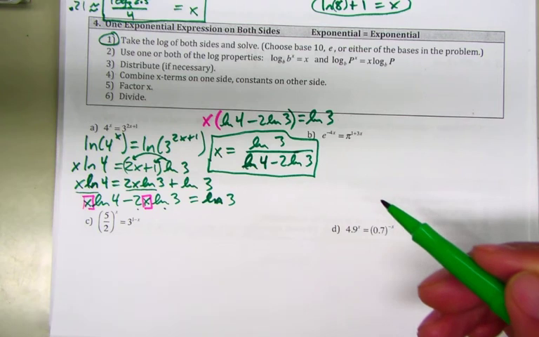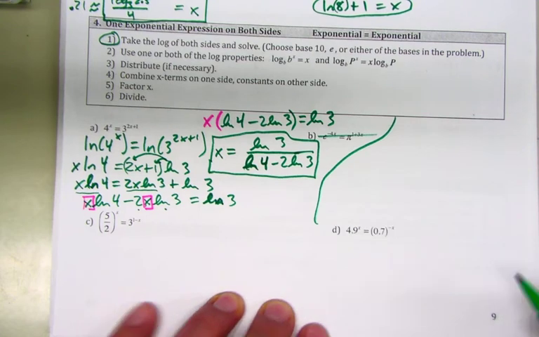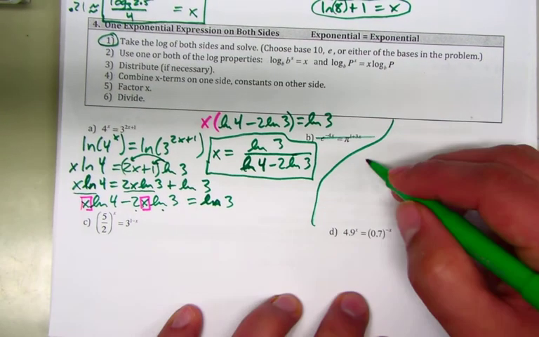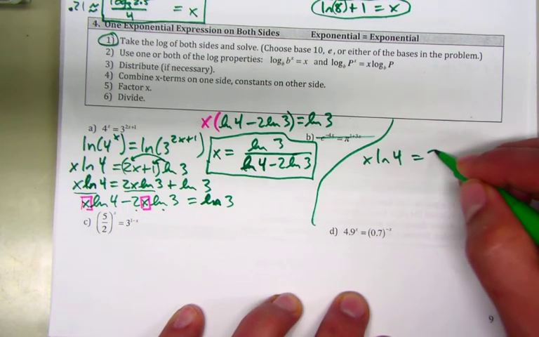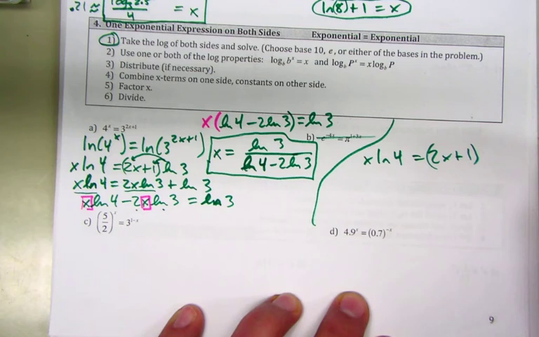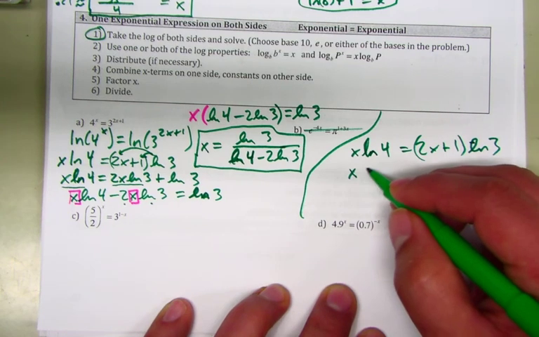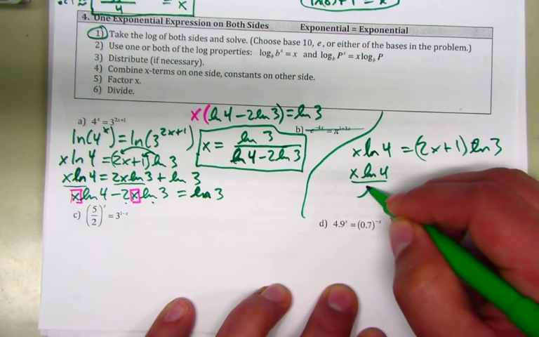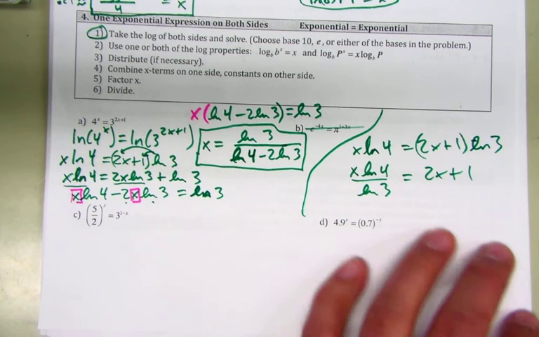Why is it more complicated? Let's take a look. So let's say, I'm not going to do this one anyway, but let's say I did the other option. So x ln 4 equals 2x plus 1, and then that equals, or times natural log of 3, right? So if we divide by natural log of 3, now we have x ln 4 over ln 3 equals 2x plus 1. Now what?